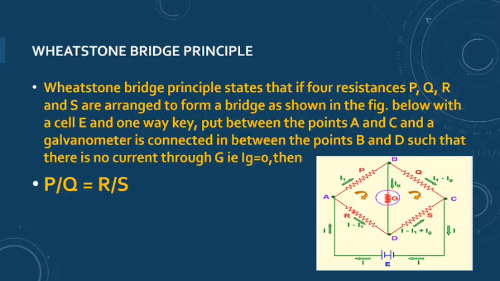Now here you can see if I cross multiply this equation, I will get P upon R equals Q upon S. So that can also be written. There is no mathematical issue there, but when we state the law, we say P upon Q on the upper side of AC has the same ratio as R upon S on the lower side of AC. This is your Wheatstone bridge principle.